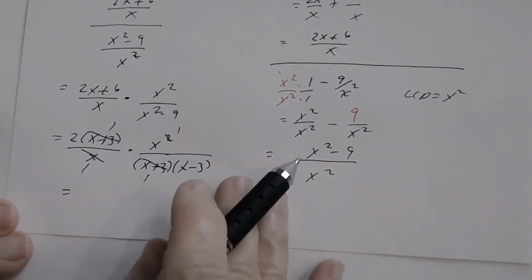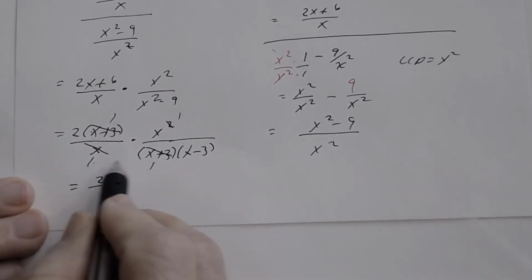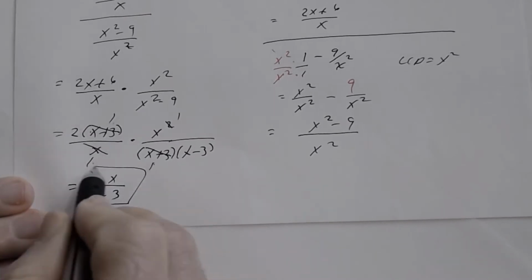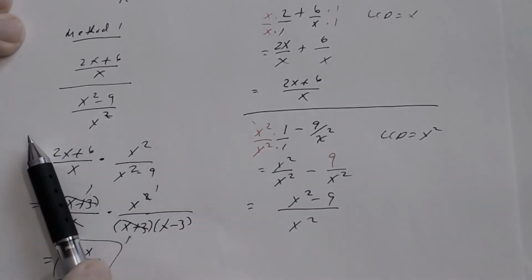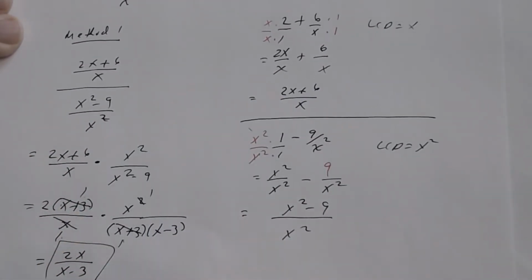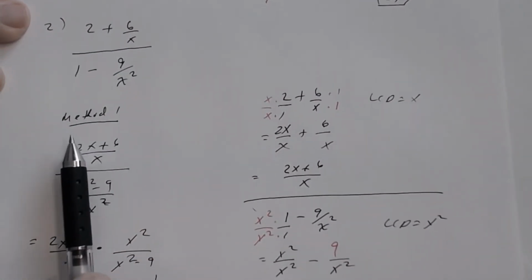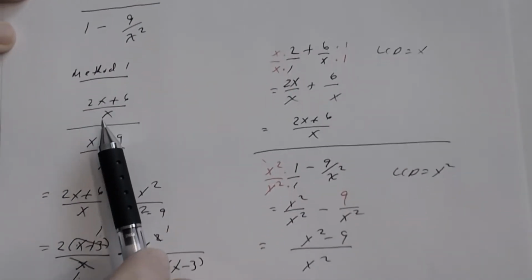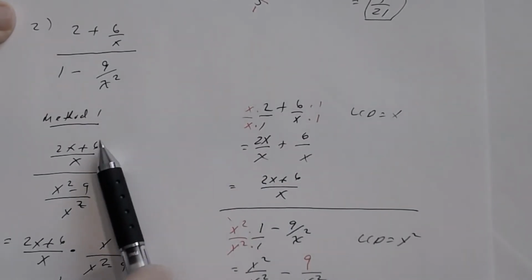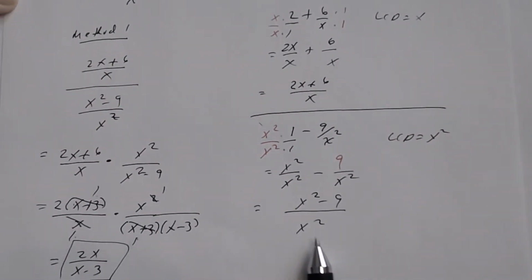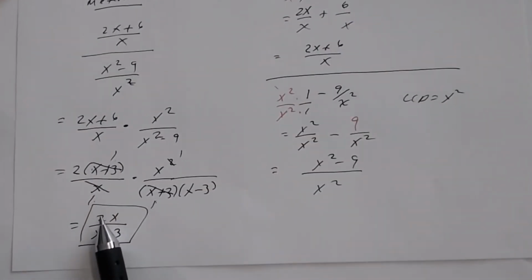So the answer will be 2 times 1 times x, which is 2x, divided by 1 times x minus 3, which is x minus 3. All right, so that's the answer. Now notice that this is method 1. Okay? So notice, using method 1, we had to first take the numerator and write it as one rational expression, take the denominator and write it as one rational expression, and then change to the multiplication problem, factor, and then reduce, simplify.